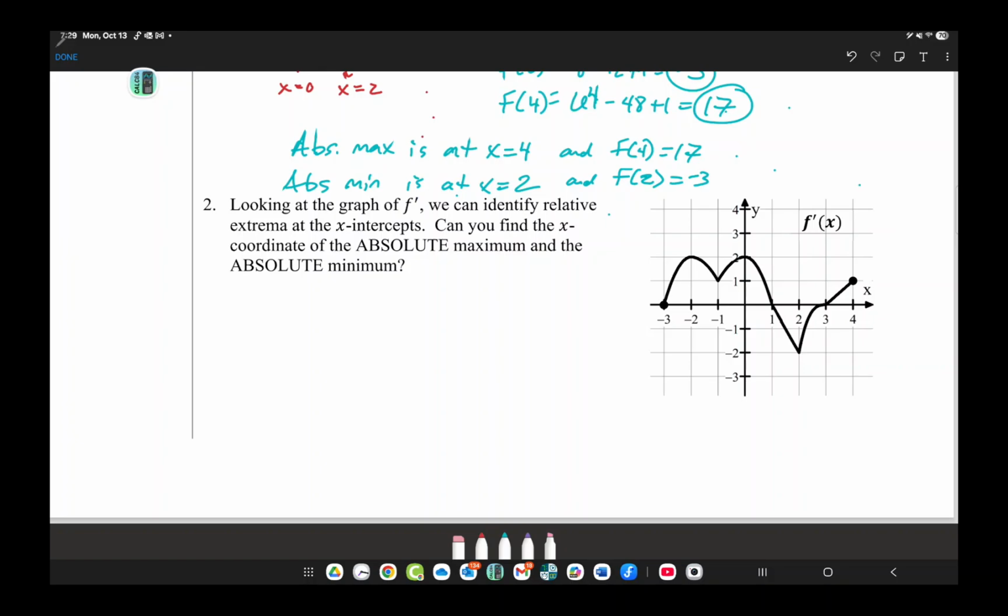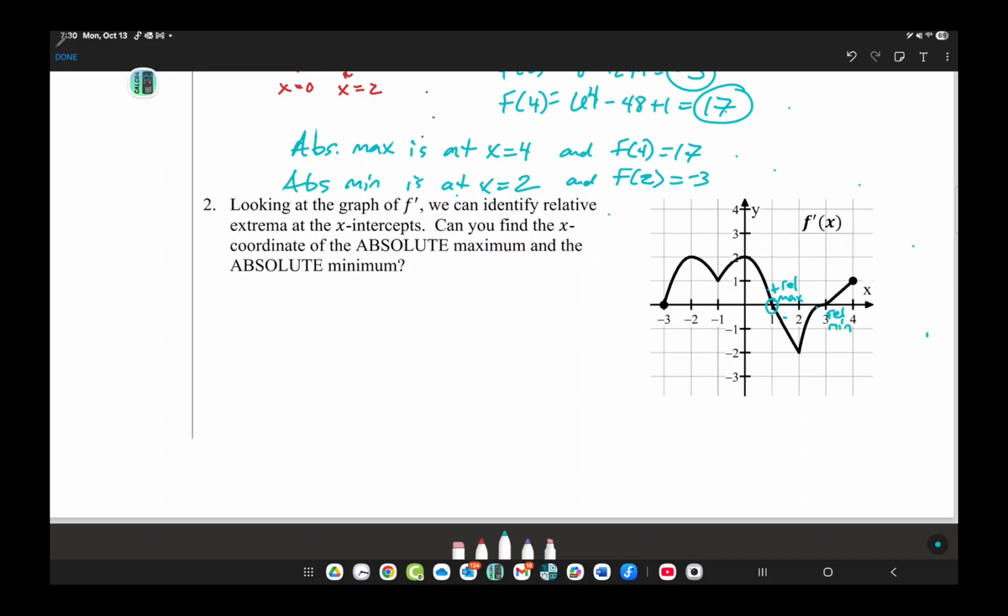So, looking at the graph of f prime, you can identify the relative extrema at the x-intercepts. If you remember the first derivative test, as my derivative goes from positive to negative, that means my function is increasing and then decreasing. This right here is a max value, a relative max value. We don't know about absolute max value. And going from negative to positive, this is a relative minimum value.